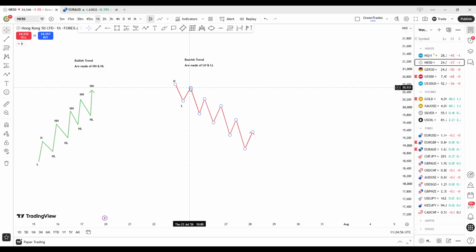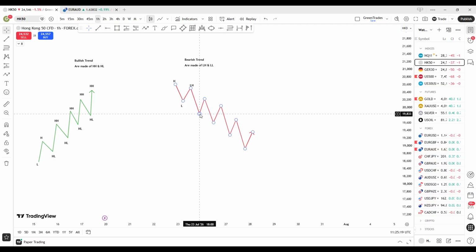So it means that this is going to be another high, but this high is lower than this high. So it becomes a lower high, right? This is a high, this is a low, but this high right here is a high because it's higher than this low. It's a high, but then it's lower than this high. So it becomes a lower high.